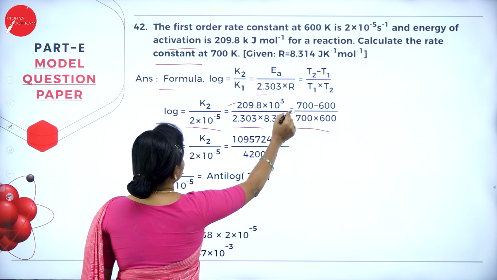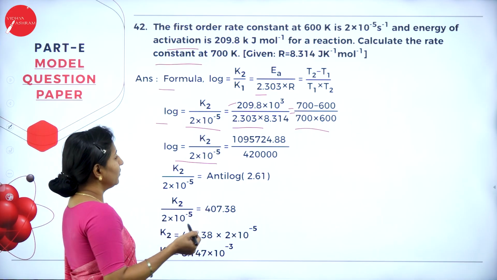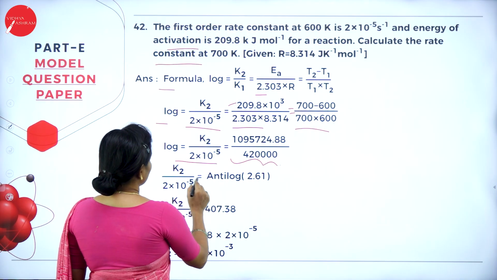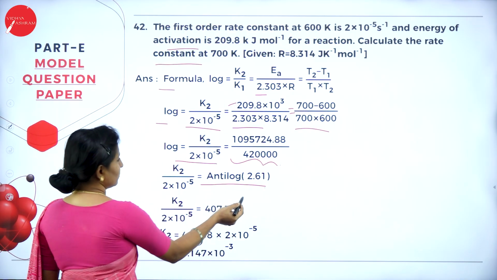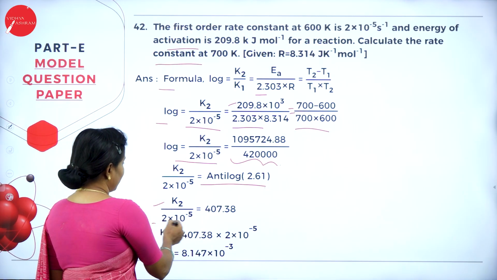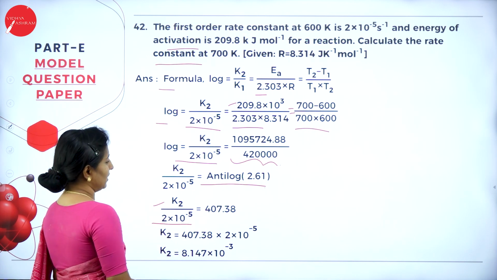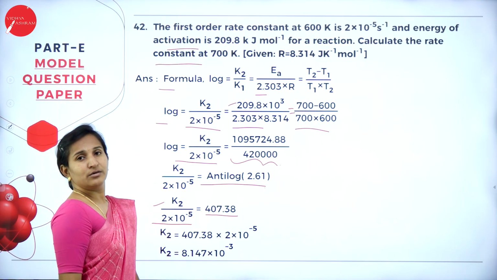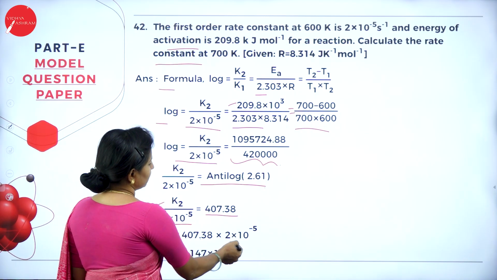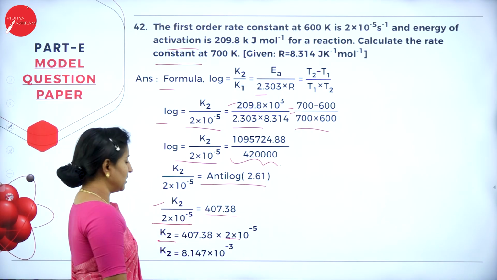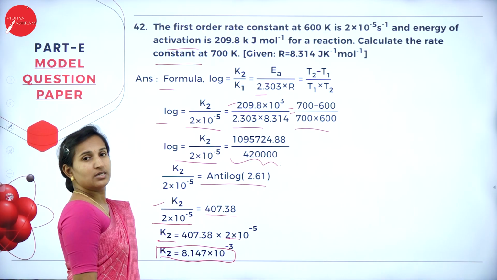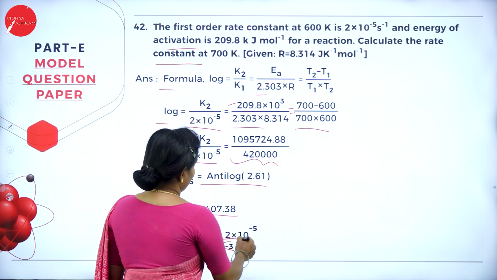Log of K2 divided by 2 into 10 power minus 5. We have this value, and to calculate the anti-log, when log comes to the right side it is converted into anti-log. K2 divided by 2 into 10 power minus 5 equals 407.38. K2 equals 407.38 into 2 into 10 power minus 5. So that is K2 equals 8.147 into 10 power minus 3.